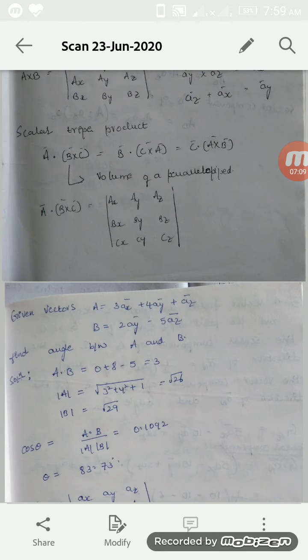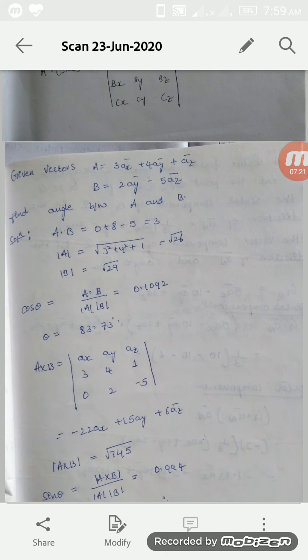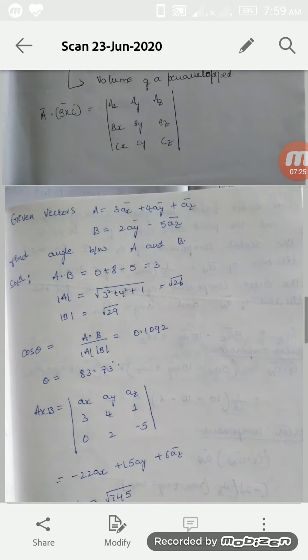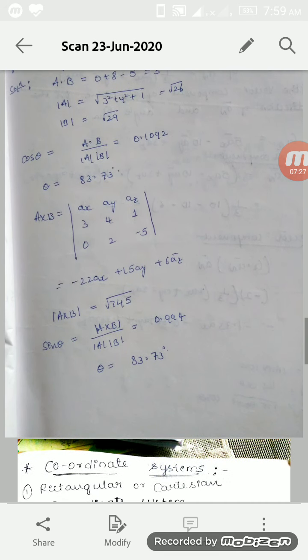Next, some examples are given where a and b are given. So a dot b is found out. Say a dot b will give a number, like 3. It should be a number, it should not have any direction. Then the magnitudes of a and b are found out. Try to solve this problem. We have to find the angles here, theta, cos theta and also sin theta. Both answers we are getting the same here.